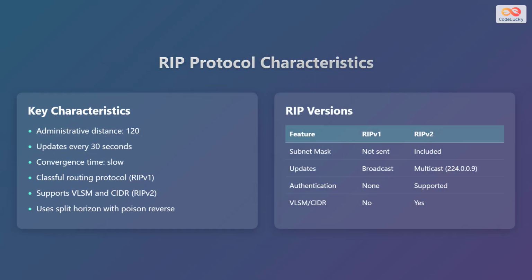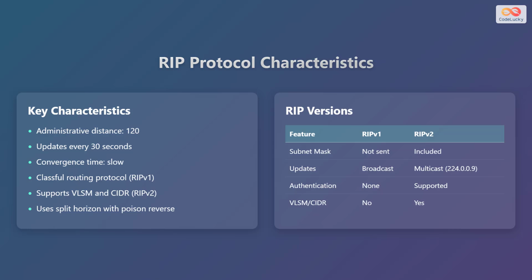Now let's discuss the key characteristics of the RIP protocol. The administrative distance for RIP is 120. Administrative distance is a number that represents the reliability of a routing protocol. A lower number means that the routing protocol is more reliable. RIP sends out updates every 30 seconds. The time it takes for RIP to converge is slow.